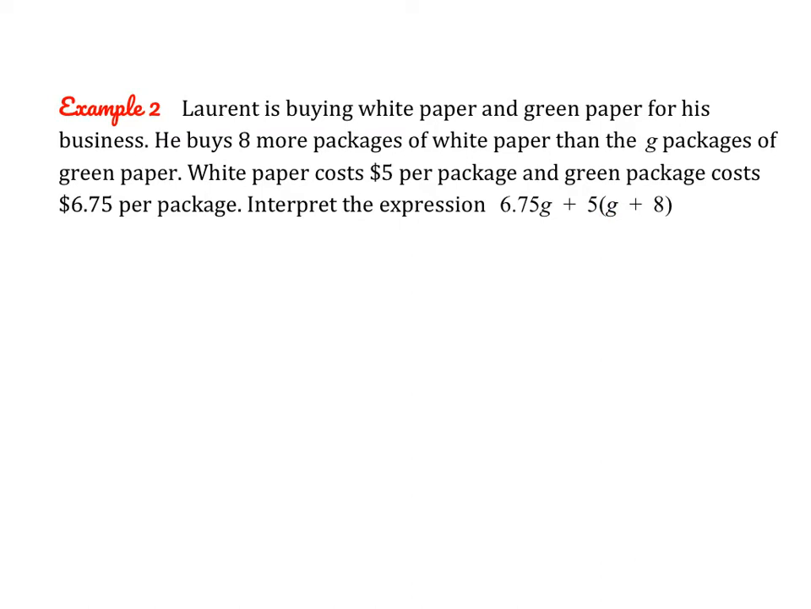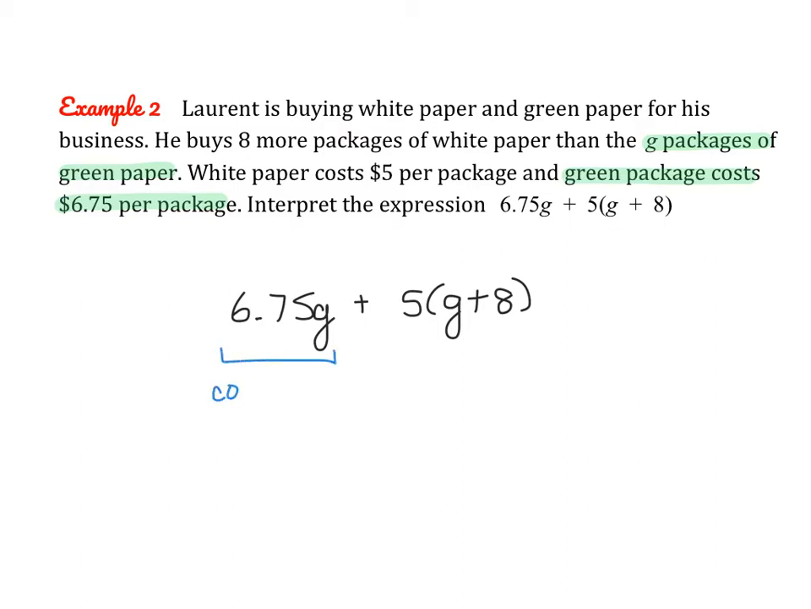So again, let's see if we can break apart the different terms and then look at the expression as a whole. Okay, so here 6.75 is the cost per package of green paper. Let me highlight that in green. And it says that he buys G packages of green paper. So if you have the cost per package times the number of packages, this must be the cost of all the green paper.